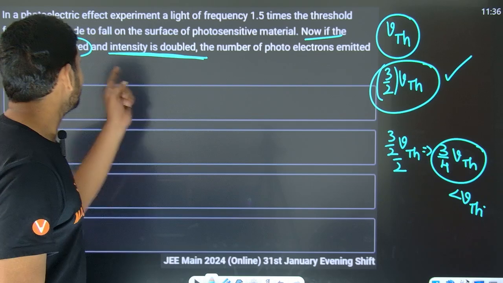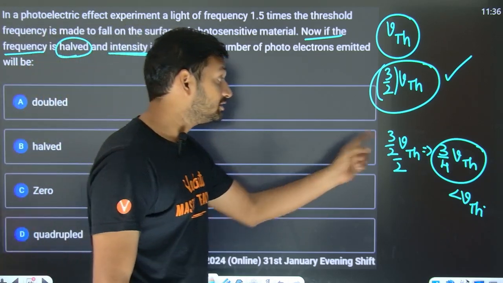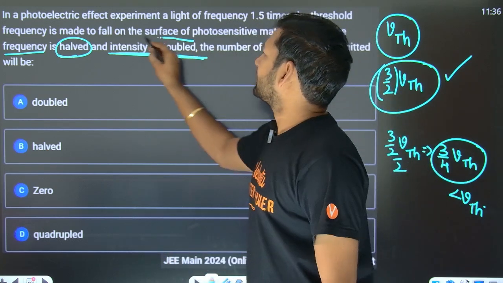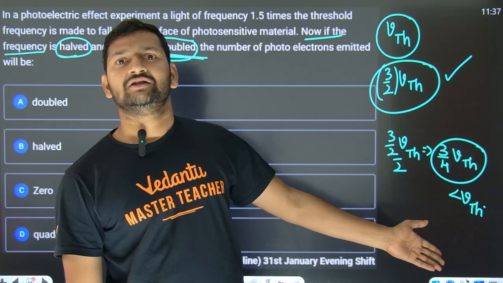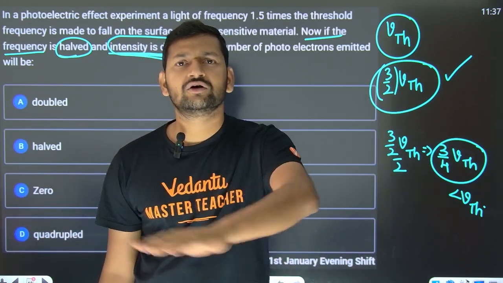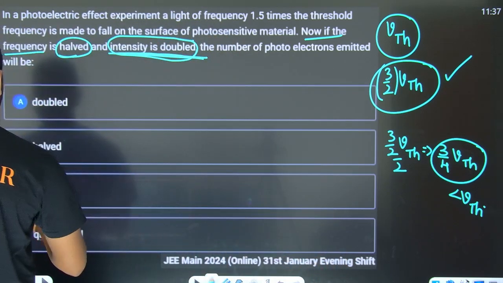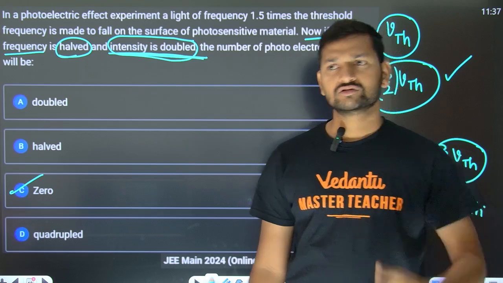The moment you realize that the frequency has become half, the moment you realize that it is less than the threshold frequency, why bother about the intensity? Unnecessary data. I can clearly see that the frequency is less than the threshold frequency. If it is less than the threshold frequency, photoelectrons are not going to be emitted. So how many will come? Zero. No photoelectric effect only. There is no photoelectric effect.